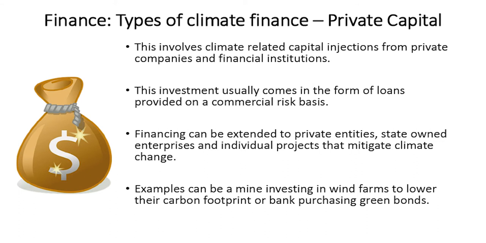There is also private capital. This involves climate-related capital injections from private companies and financial institutions. This investment usually comes in the form of loans provided on a commercial risk basis. Financing can be extended to private entities, state-owned enterprises, for example, in South Africa, Eskom, and also individual projects that might need to mitigate climate change. So here, we also have issues like the green bond that come into play. And I know the City of Johannesburg was one of the leaders in introducing the green bond.